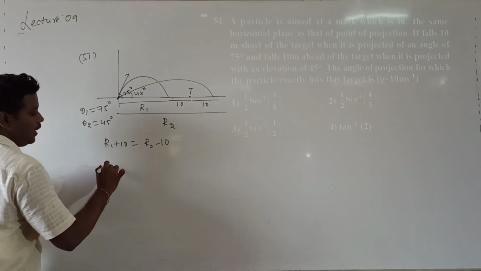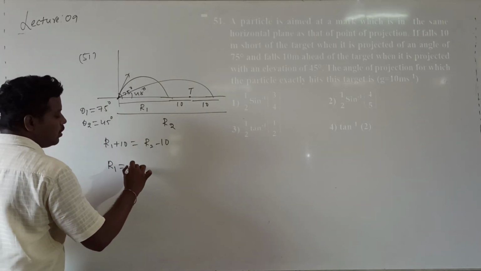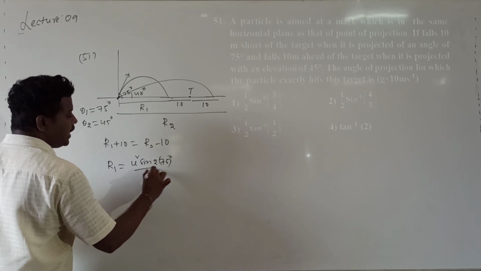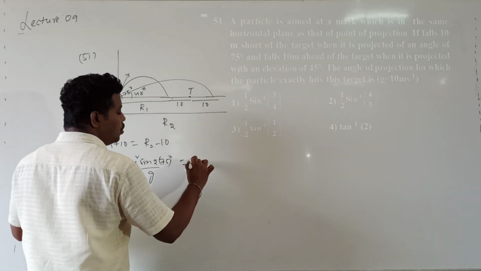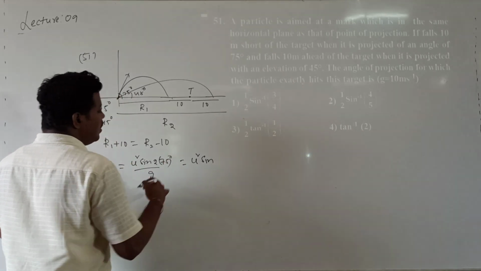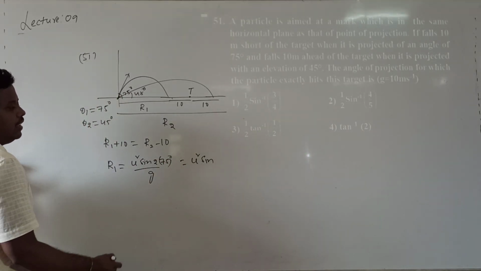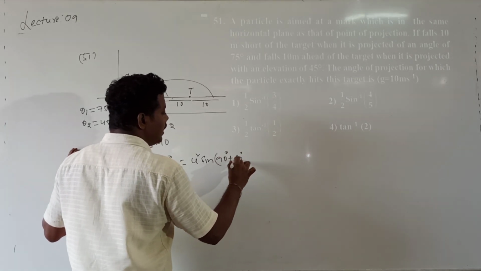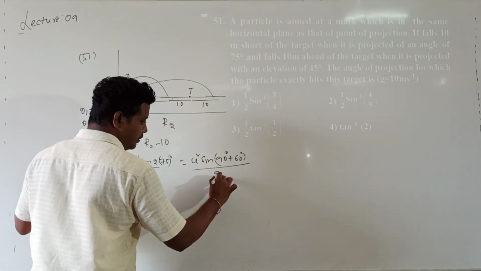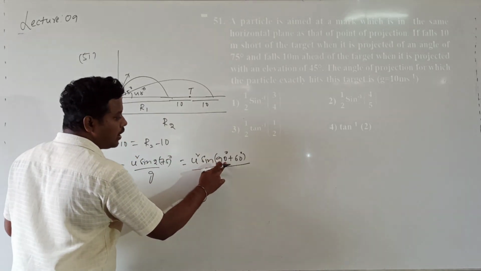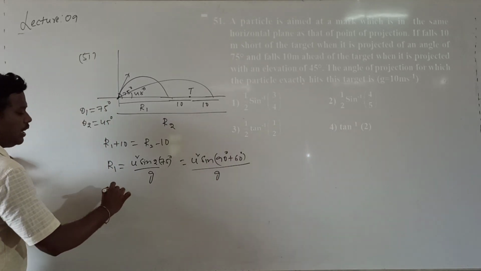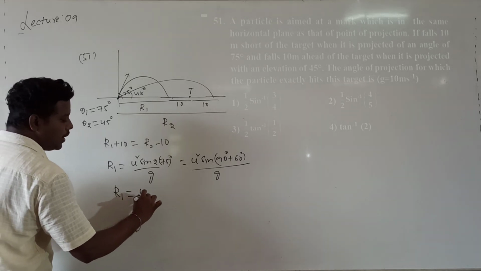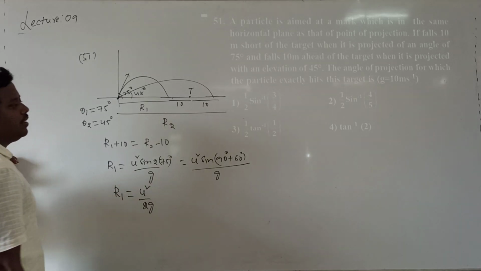So R1 given by, can I calculate R1 separately? R1 is equal to U square sin 2 theta divided by G. Sin 2 into 75 degrees, that is sin 150, which can be written as sin 90 plus 60, divided by G. Sin 90 plus theta, second quadrant, that is cos theta. So R1 is cos 60, value 1 by 2, so the answer is U square by 2G. This is the value of R1.